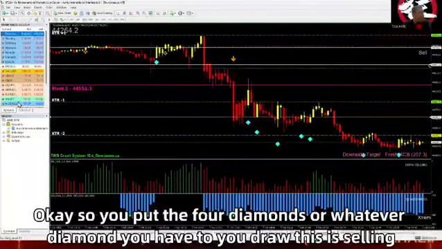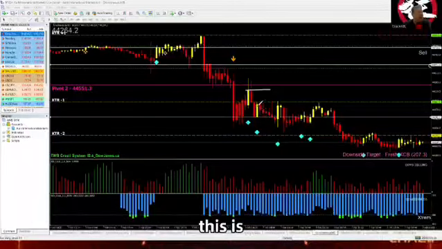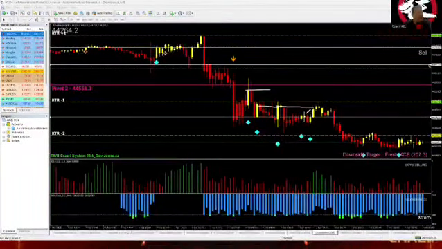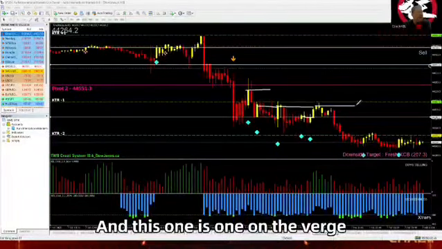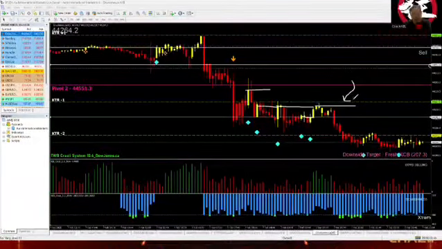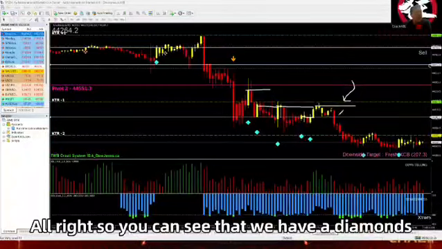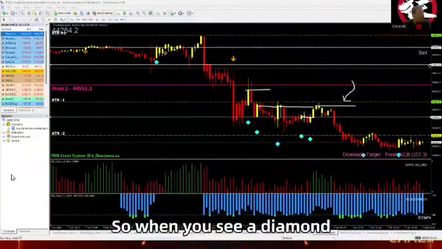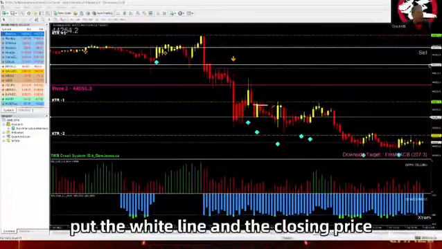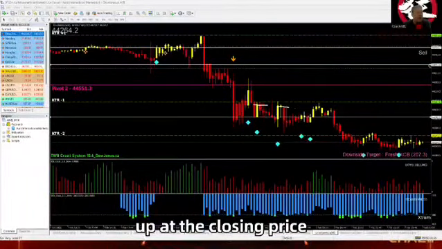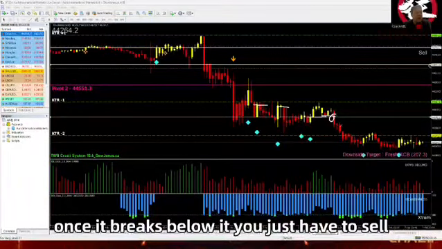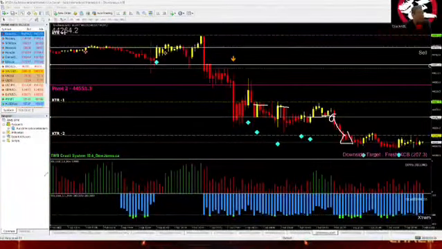So you put the 4 diamonds or however many diamonds you have there, and you draw. This is selling. This is selling. This one is selling, and this one is on the verge. So you can see that we have the diamonds there. When you see a diamond, put the white line at the closing price. That's all. Put it at the closing price. That will be enough for you. Once it breaks below it, you just have to sell.